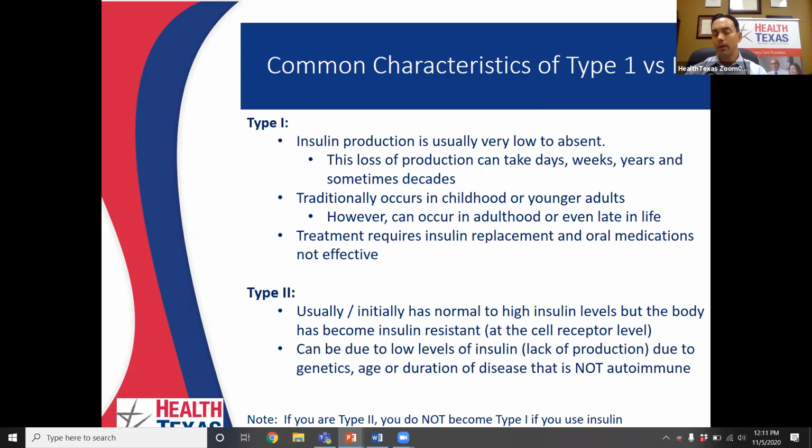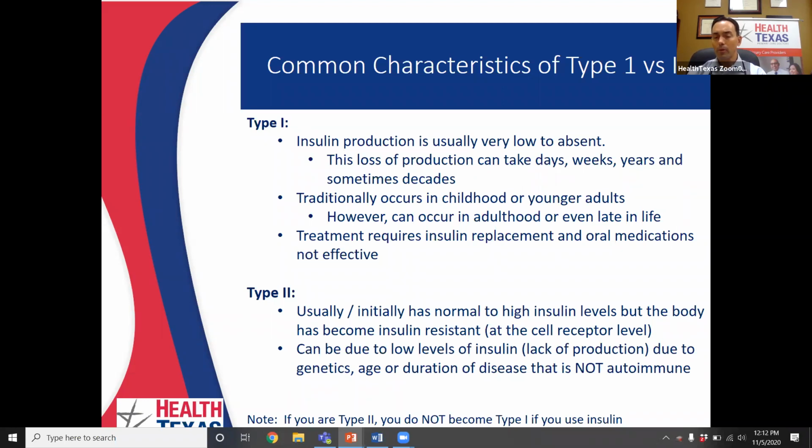Traditionally, type 1 diabetes has been seen in younger children. Matter of fact, when I was in medical school 20 years ago, we referred to type 1 diabetes as juvenile onset diabetes, because we thought that all type 1 diabetes occurred in younger children or young adults. But it turns out that is not the case. We now know that some people can develop type 1 diabetes in adulthood, and sometimes even late in adulthood, in the 5th, 6th, or even 7th decade is possible. So it doesn't have to occur, or at least initiate, in a child.